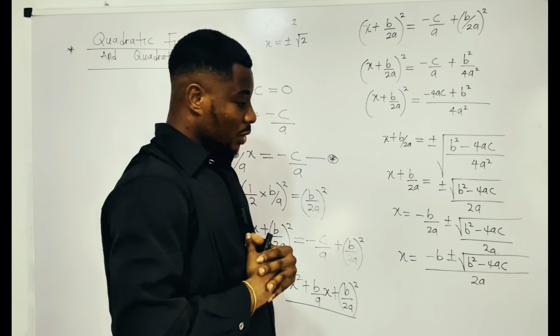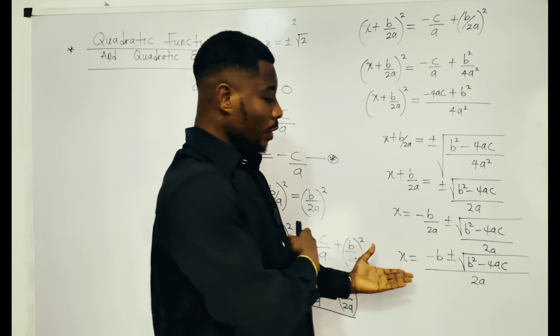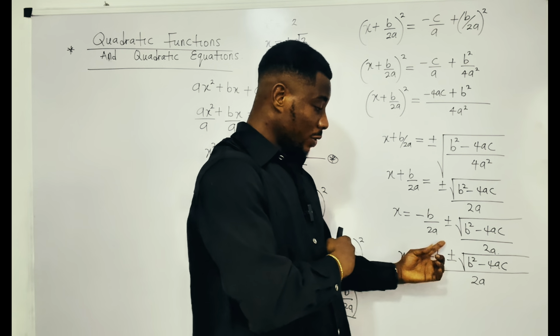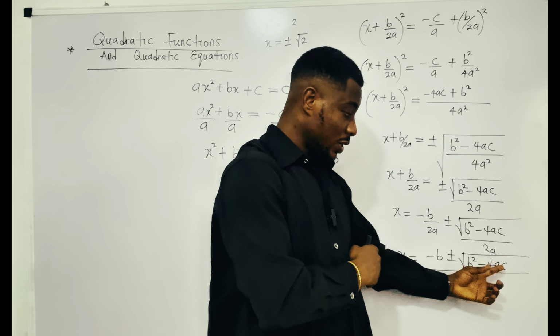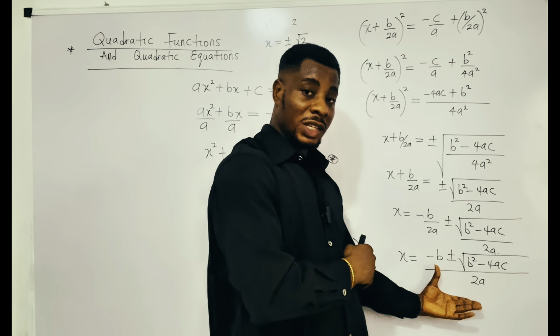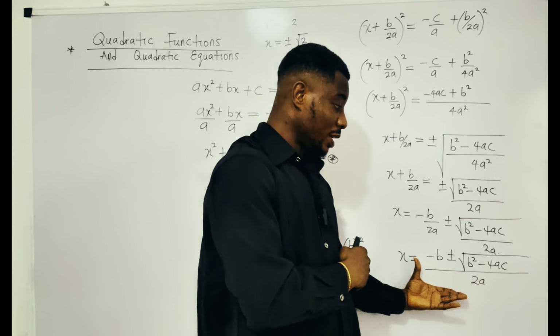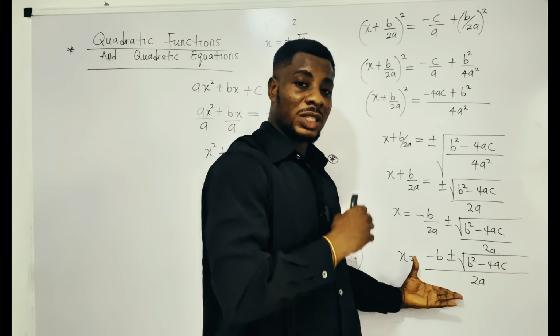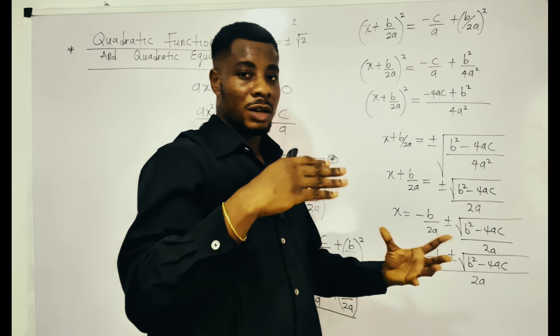Now what it tells me here is that finally x is equal to minus b plus or minus the square root of b squared minus 4ac, all divided by 2a. Now this expression you have here is called the general formula method.